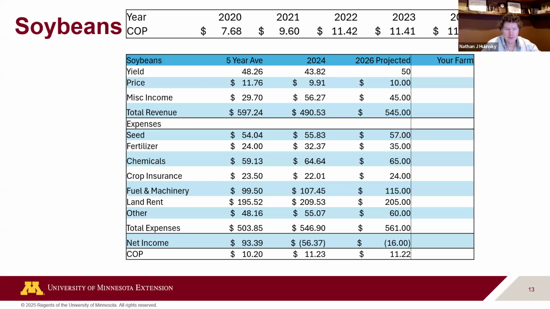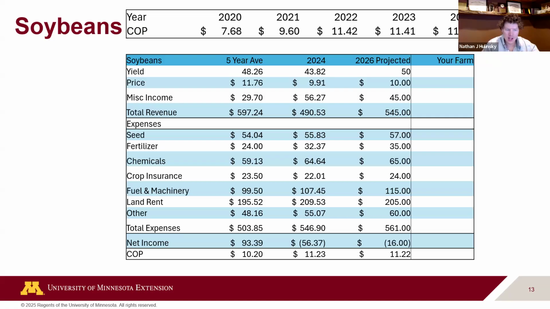We can see our average yield around 48 to 50 bushels per acre, 2024 below average. Price, the 5-year average is $11.76. Last year, just under $10. My projection into 2026 is $10 soybeans.